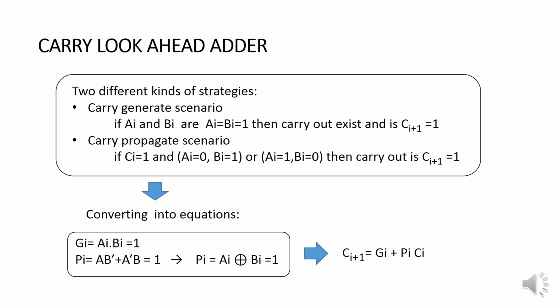Combining these gi and pi functions, we can write down the following equation: ci plus 1 equal to gi plus pi ci, which means the carry output will be 1 if either a carry is generated or the propagate function is 1 and the carry input is 1. So, if either of these two things are true, then the next carry will be 1.